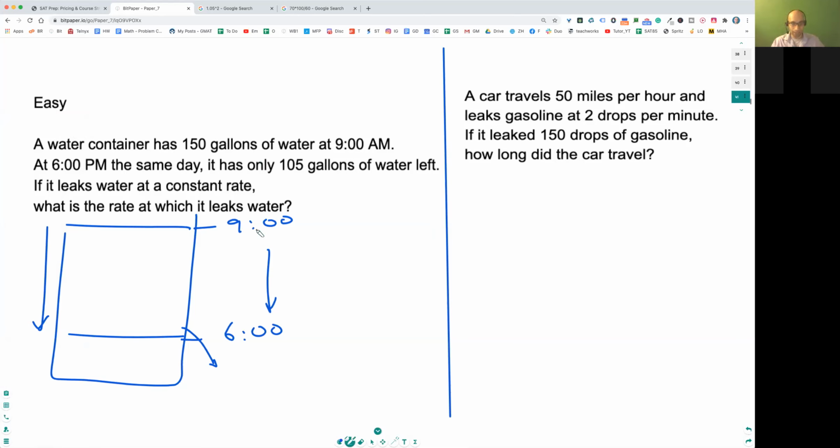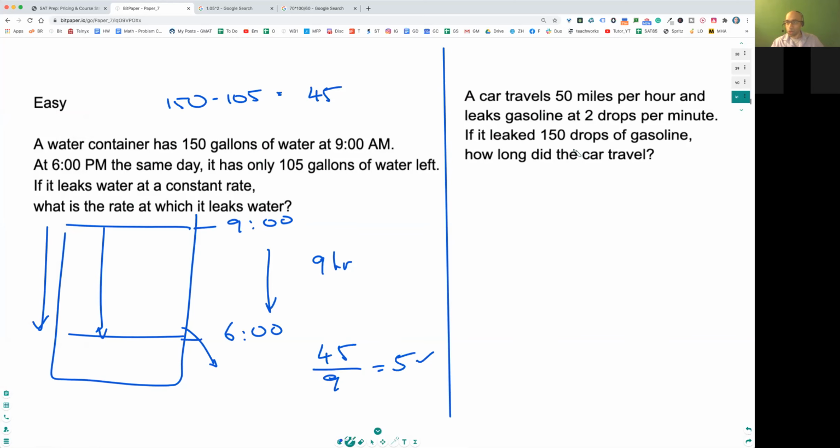So that's because from 9 to 6, it's going to be 9 hours, and then the distance, how much water has leaked out? 150 minus 105, which is equal to 45. So 45 gallons have leaked out in 9 hours. So 45 over 9 is equal to 5. Or you can do the cross multiplication and get it as well. So this is a good one.